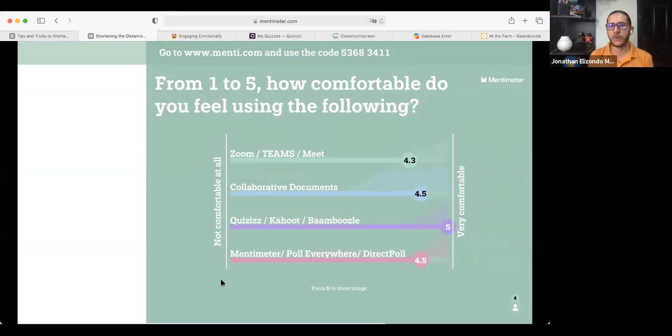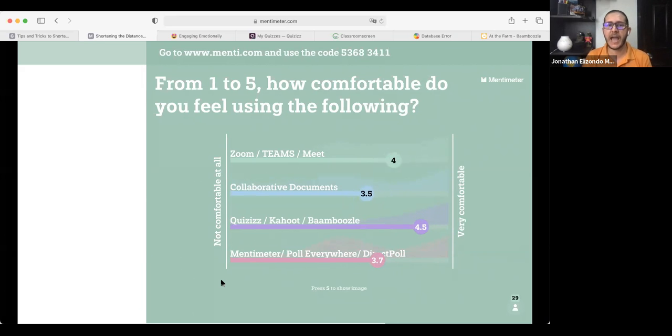These are tools like the one we're using right now where students can actually interact with us in real time. We can include there in Mentimeter, Poll Everywhere, and Direct Poll. We can include things like Padlet that we can see immediately what people post. So how comfortable do you feel using those? It can be as a teacher or as a student.